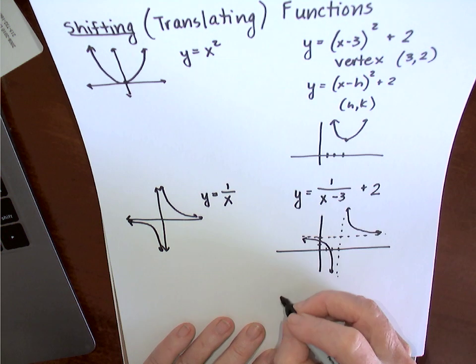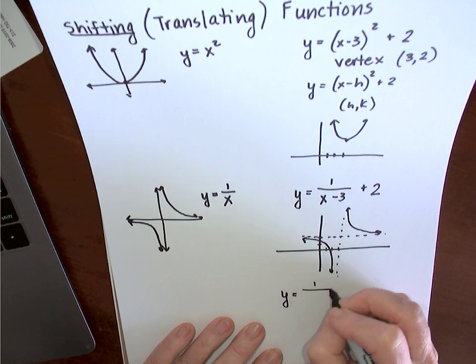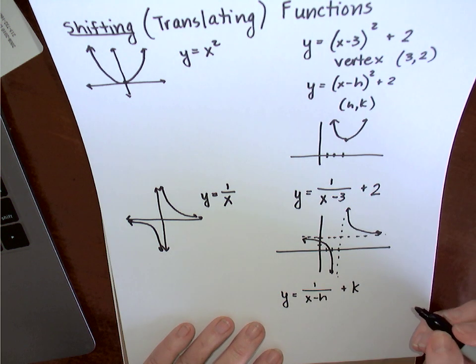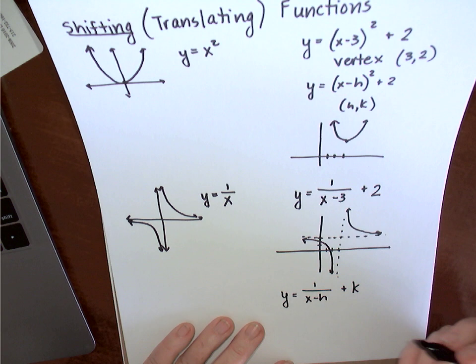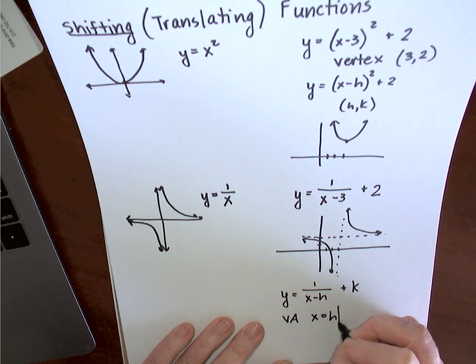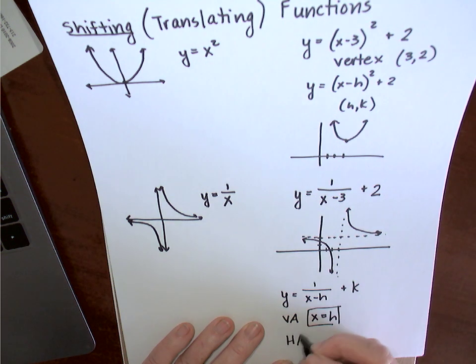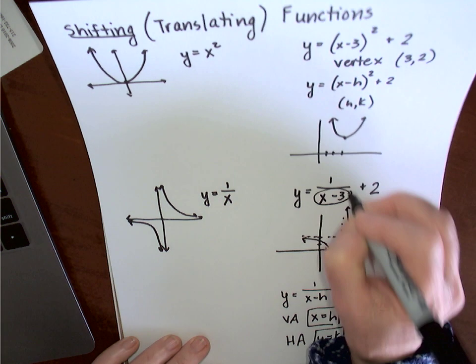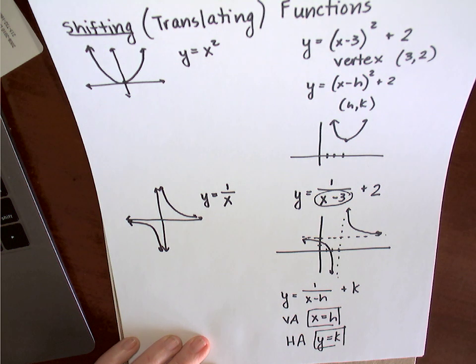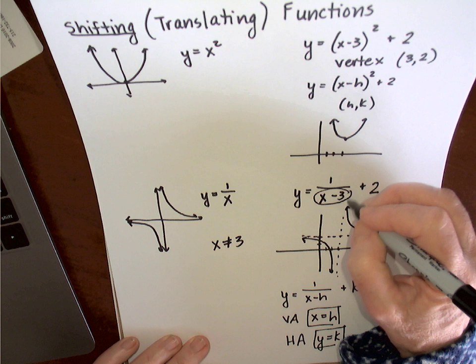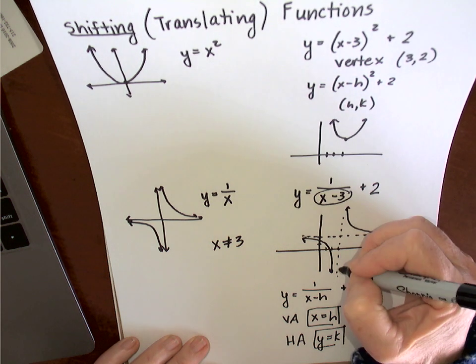So generally, if you have something like this, 1 over (x minus h) plus k, it's the same idea that we had for parabolas. Our vertical asymptote is going to be at x is equal to h, and our horizontal asymptote is going to be at y is equal to k. Now, the other way that you know this is because the bottom can't be equal to 0. So x can't be equal to 3. And if x can't be equal to 3, that's why we have a vertical asymptote there.